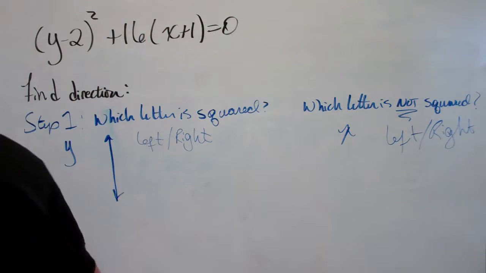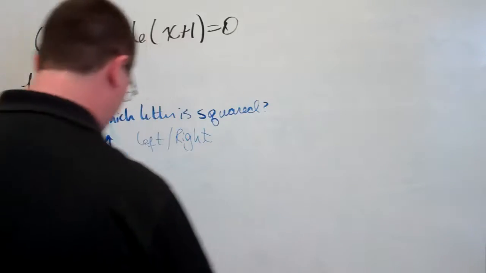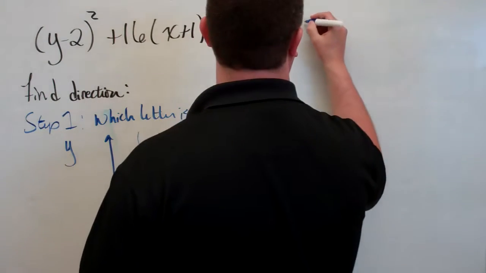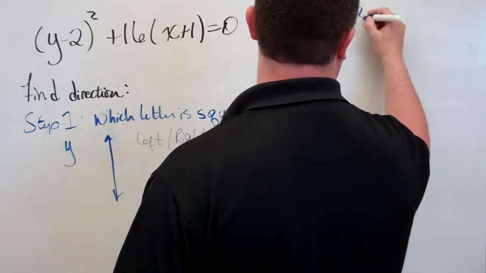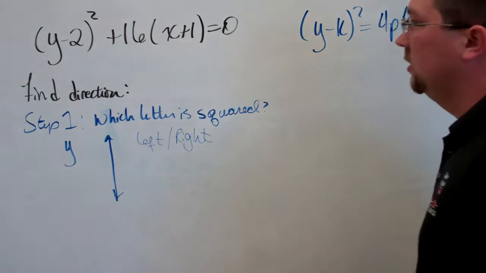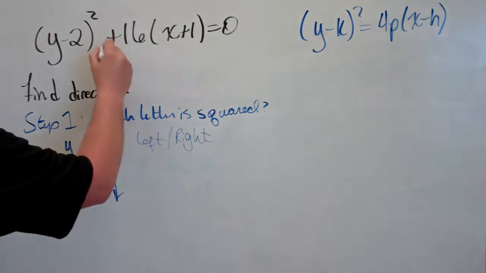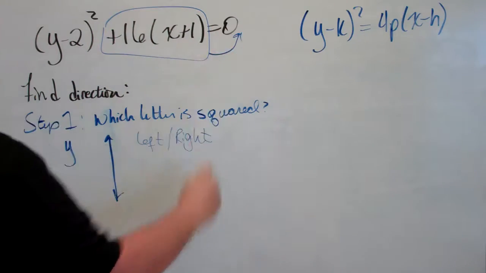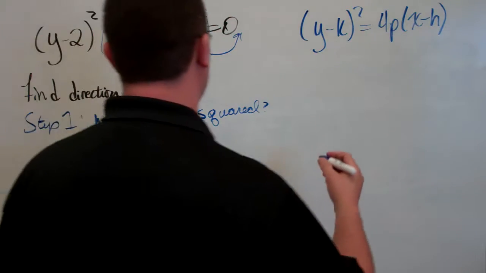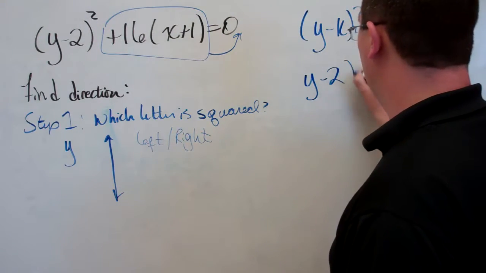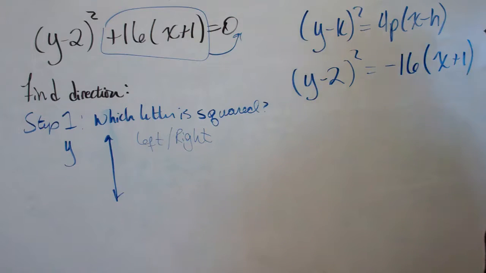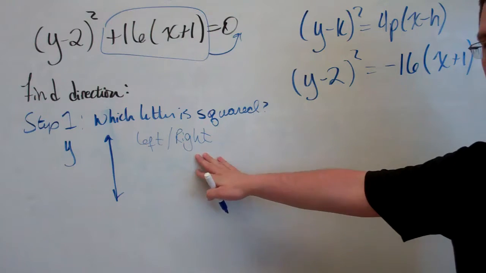So, now that we know it opens left-right, I'm going to erase this so I have more room to write. We need to get our equation in the form (y - k)^2 = 4p(x - h). So how are we going to do that? If you go back to our equation, we need to take all of this and move it to this side, so we subtract it from both sides. We have (y - 2)^2 = -16(x + 1).